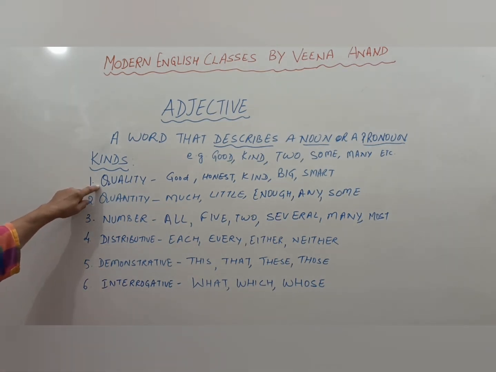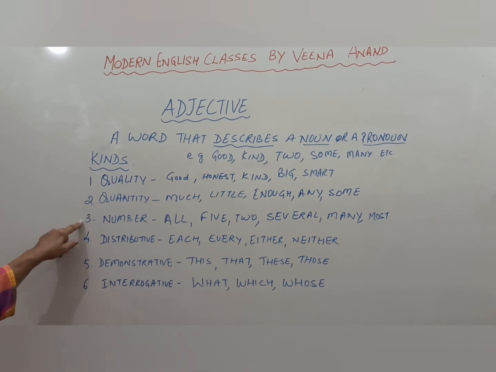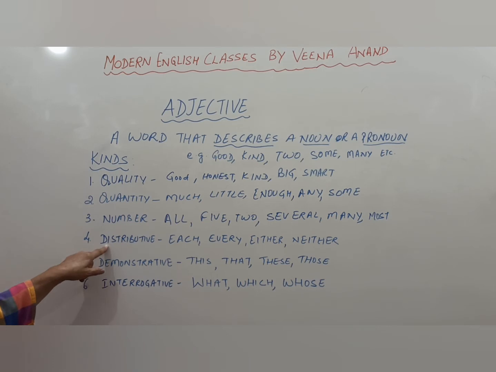Adjective of quality, for example, good, honest, kind, big, smart. Adjective of quantity, which indicates quantity: much, little, enough, any, some. Then adjective of number for countable nouns, for example, all, five, two, several, many, most. Another kind is distributive adjective. Distributive adjectives are like each, every, either, neither.